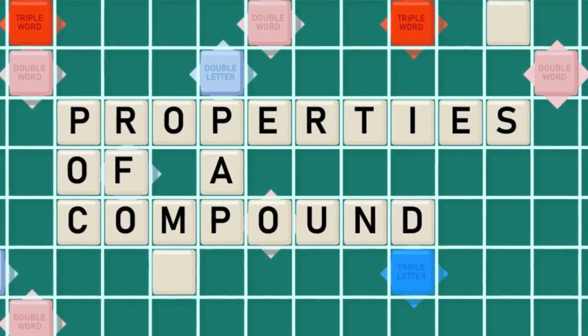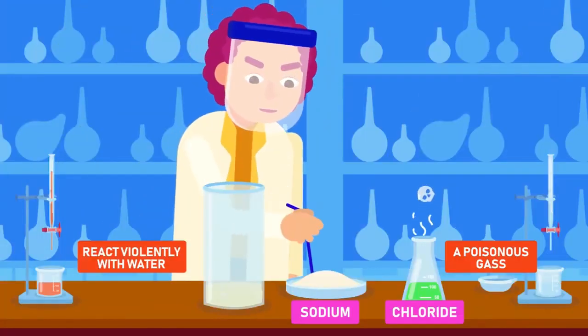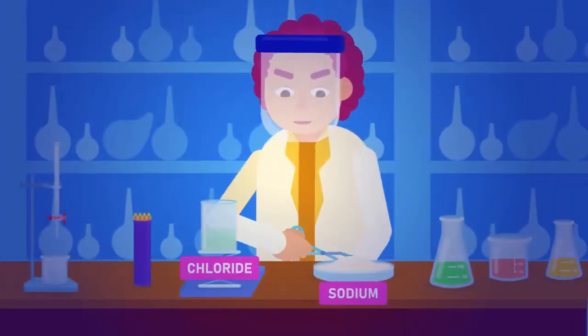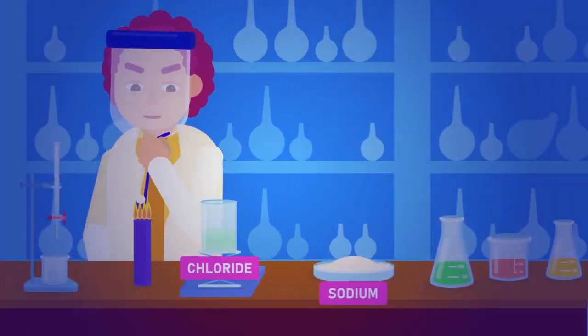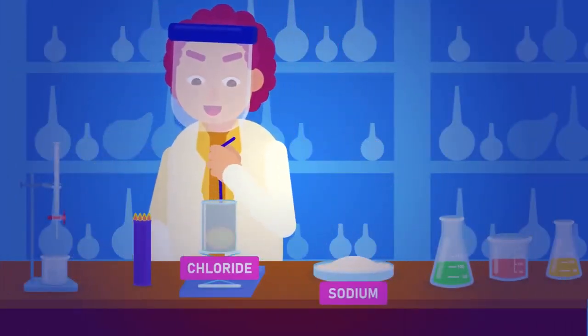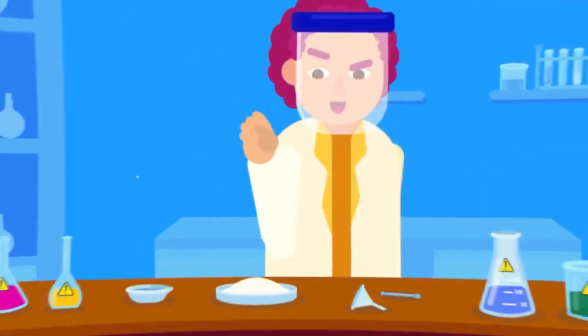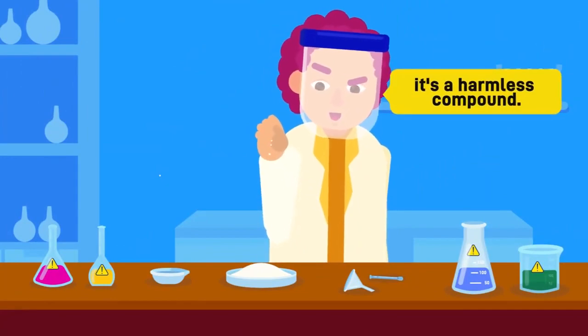Properties of a compound. You may think that since compounds are made of elements combined together, compounds will have the same properties as the elements that make them, right? The fascinating thing is that this is not the case. A compound has different properties from the elements that form it.